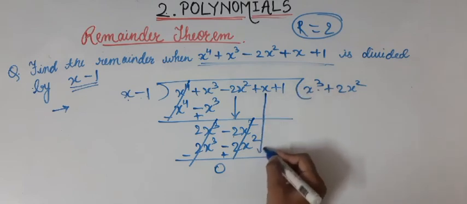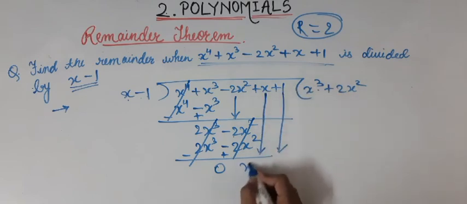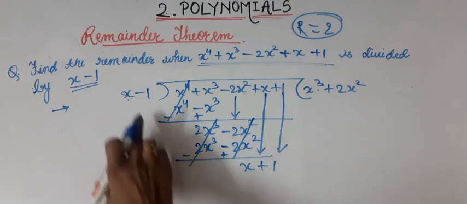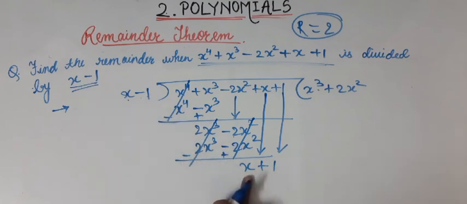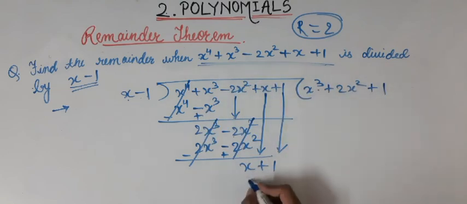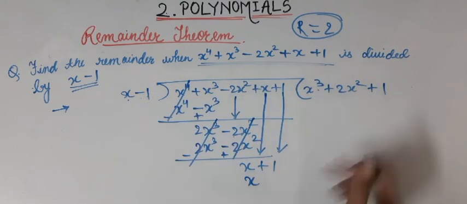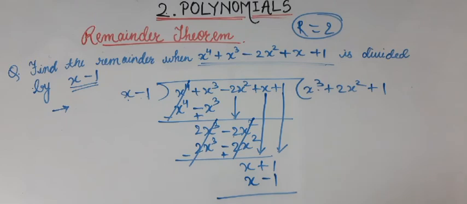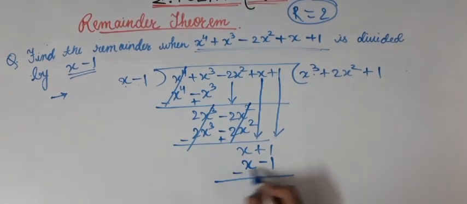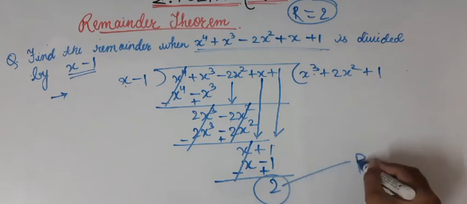Now take the other two terms down. That is x plus 1. So you took that x plus 1 down. Okay. Now with what should I multiply that x so that I will get x? 1, no? X into 1, x. Minus 1 into 1, minus 1. Okay. So change the signs. Plus x minus x cancel. 1 plus 1, 2. And this is your remainder.